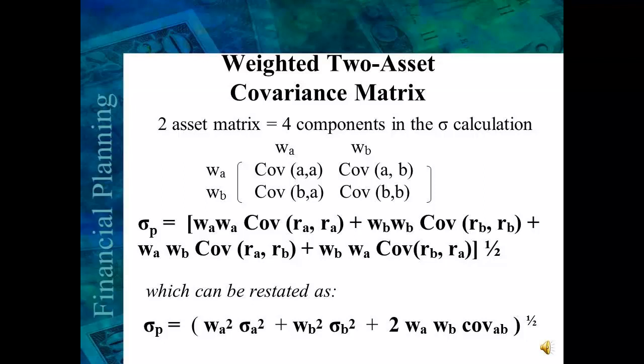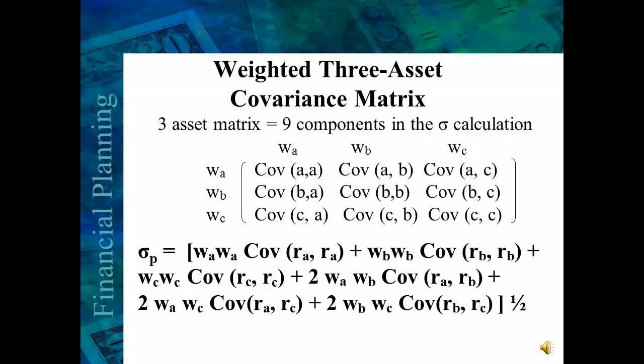Simplifying this, you can get the standard deviation of the portfolio as the square root of the squared weight of asset A times the variance of asset A plus the squared weight of asset B times the variance of asset B plus 2 times the weight of A, weight of B, covariance of AB. You already studied this equation in the last lesson.